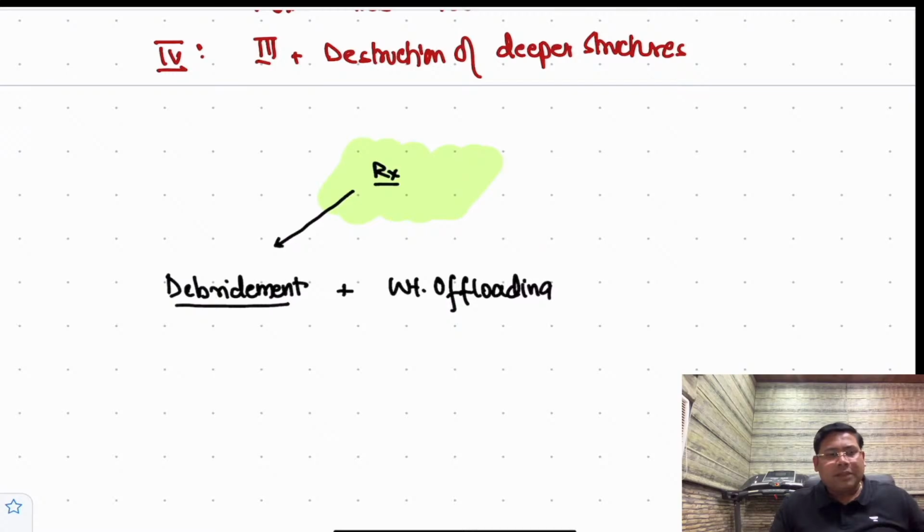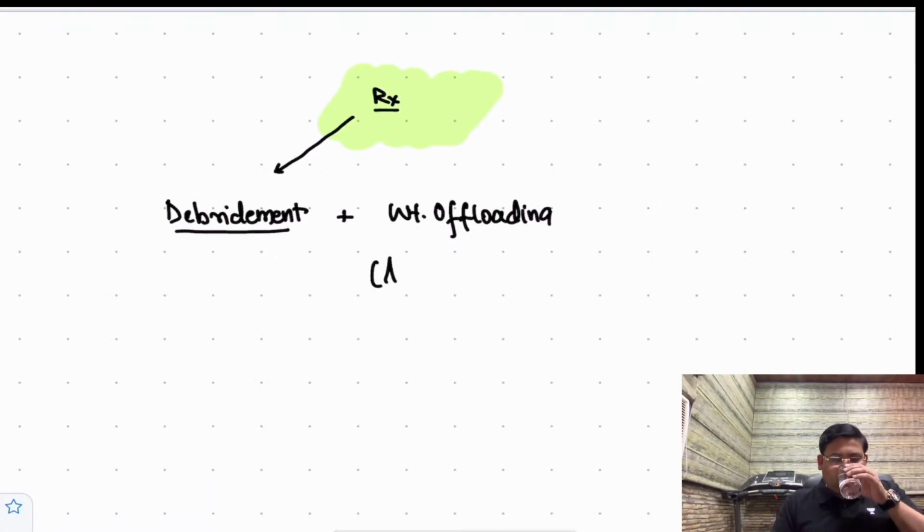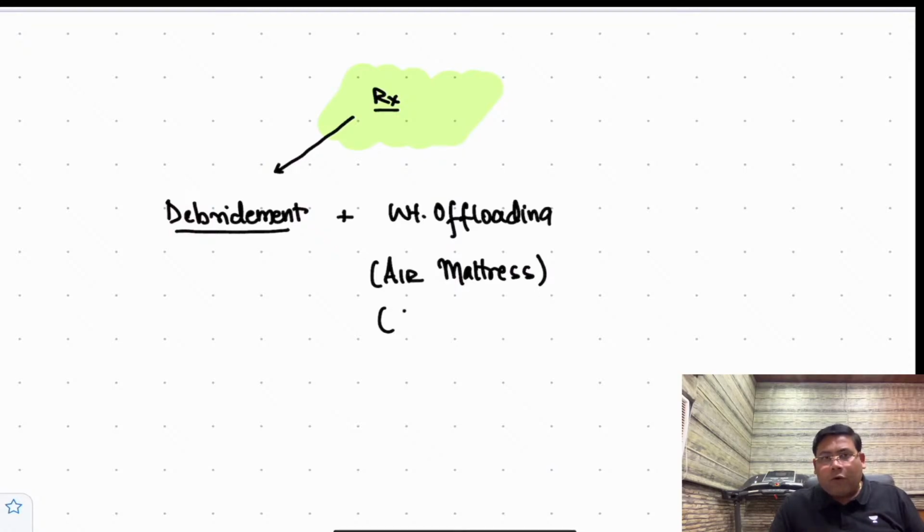So how do you do this weight offloading? Can I have it from the audience? We can use an air mattress. We can use, you can say, a water mattress.